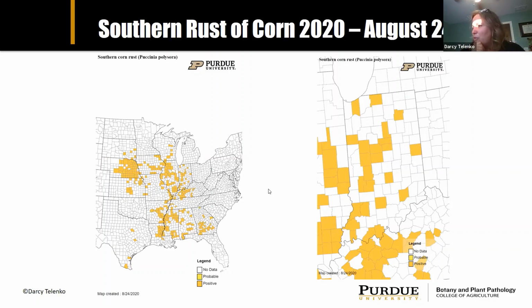I can't remember when we first found it, but these are the counties we found it in Indiana. So we haven't found it all the way up into northern Indiana. And we've been in some fields where it's built up in pockets pretty heavily. So it's just important to understand it is here.